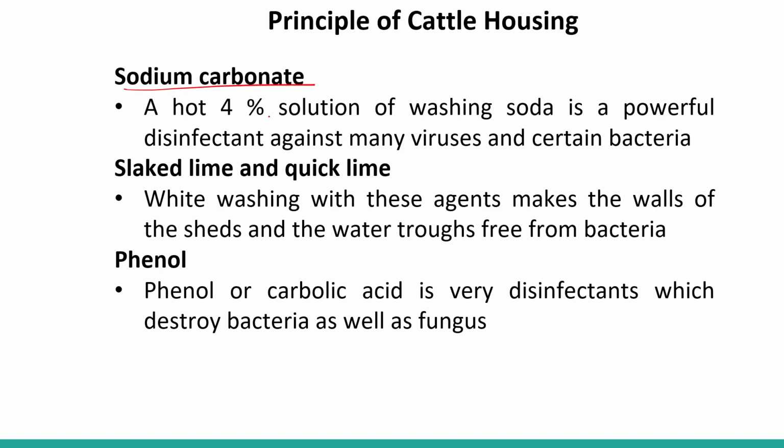Sodium carbonate. A hot 4% solution of washing soda is a powerful disinfectant against many viruses and certain bacteria. So we can use sodium carbonate. Slaked lime and quick lime. Whitewashing with these agents makes the walls of the sheds and the water troughs free from bacteria. So if we use slaked lime or quick lime to whitewash the walls of the cattle housing, then we can keep lots of bacteria away, right, from infecting the animals.